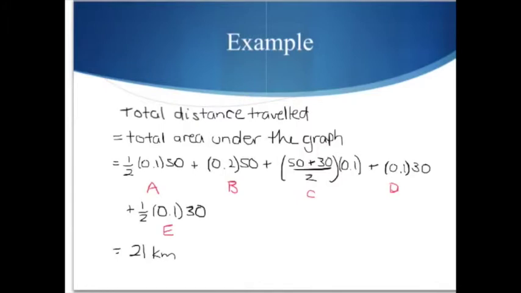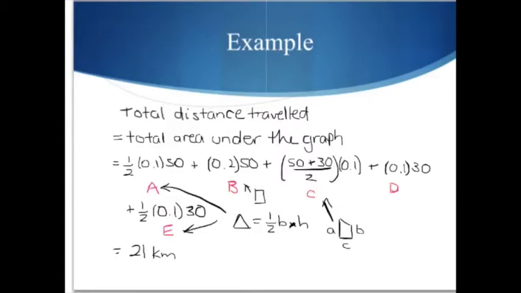So remember, A was a triangle. I think A and E were triangles. So remember the area is half base times height. Then we had, I think, a rectangle, which we know is just length times width. Then we had our trapezium, A, B, C, I believe.